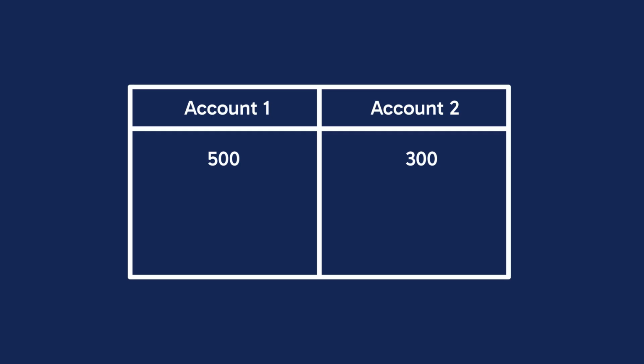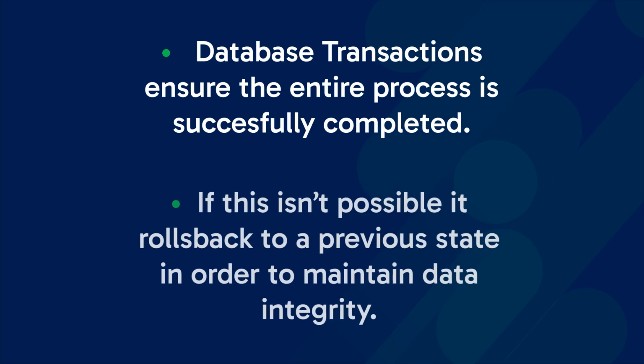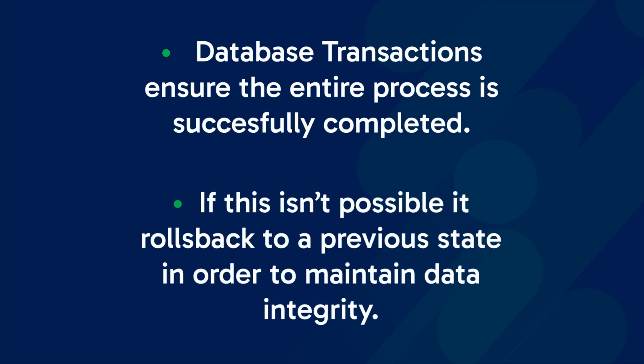Imagine transferring money between two bank accounts in a traditional database system. The process typically involves withdrawing money from one account before depositing it into another. However, if an error occurs midway, it could result in inaccurate or incomplete data. This is precisely why the database transaction feature exists, to ensure that either the entire process is successfully completed, or in the event of a failure, the system rolls back to its previous state, maintaining data integrity.